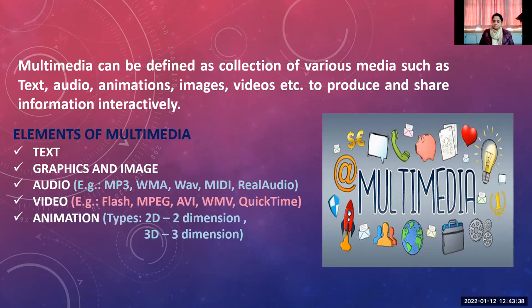Animation means still images with special effects added to the text and images, effects that we provide to still objects so that they appear to be moving. Animations can be of two types, 2D and 3D, two dimension and three dimension. Okay, is it clear till now? Any doubt? Any doubt till now? I'm going to repeat internet.